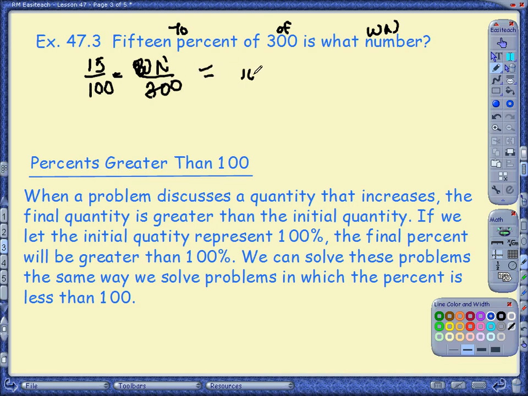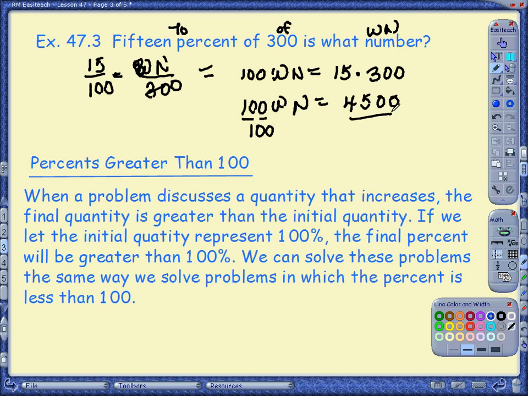We're going to cross multiply 100 times Wn equals 15 times 300. We're going to multiply that out using your calculator. 100 WN equals 4,500. We're going to divide through by 100, and we are going to get what number? The missing is number equals 45. 15% of 300 is 45.